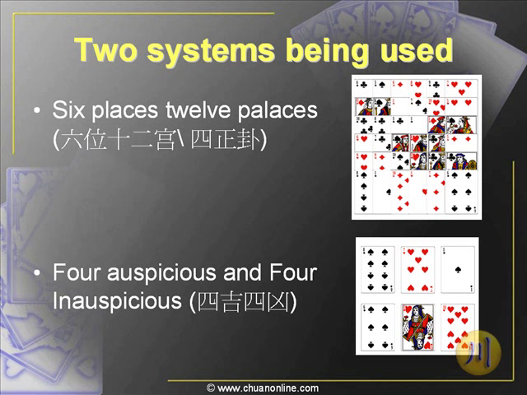There are 2 systems that are used frequently. The first is the 6 places and 12 palaces, known as 六位蛇宫 or 四正卦. This system involves the layout of 6 by 6 of the poker cards. The second is the 4 auspicious and 4 inauspicious method, known in Chinese as 四吉四凶. This system involves the layout of a pair or multiple pairs of cards to answer questions.